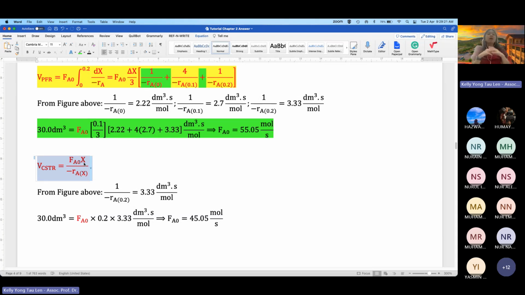Okay, for PFR, the volume is fixed. But remember also, the CSTR volume formula may change if you have a single reactor or reactors in series, right? If you remember, when you have a single CSTR, the volume of the CSTR is given as FA naught X per minus RA. This is something that you have already learned, right?